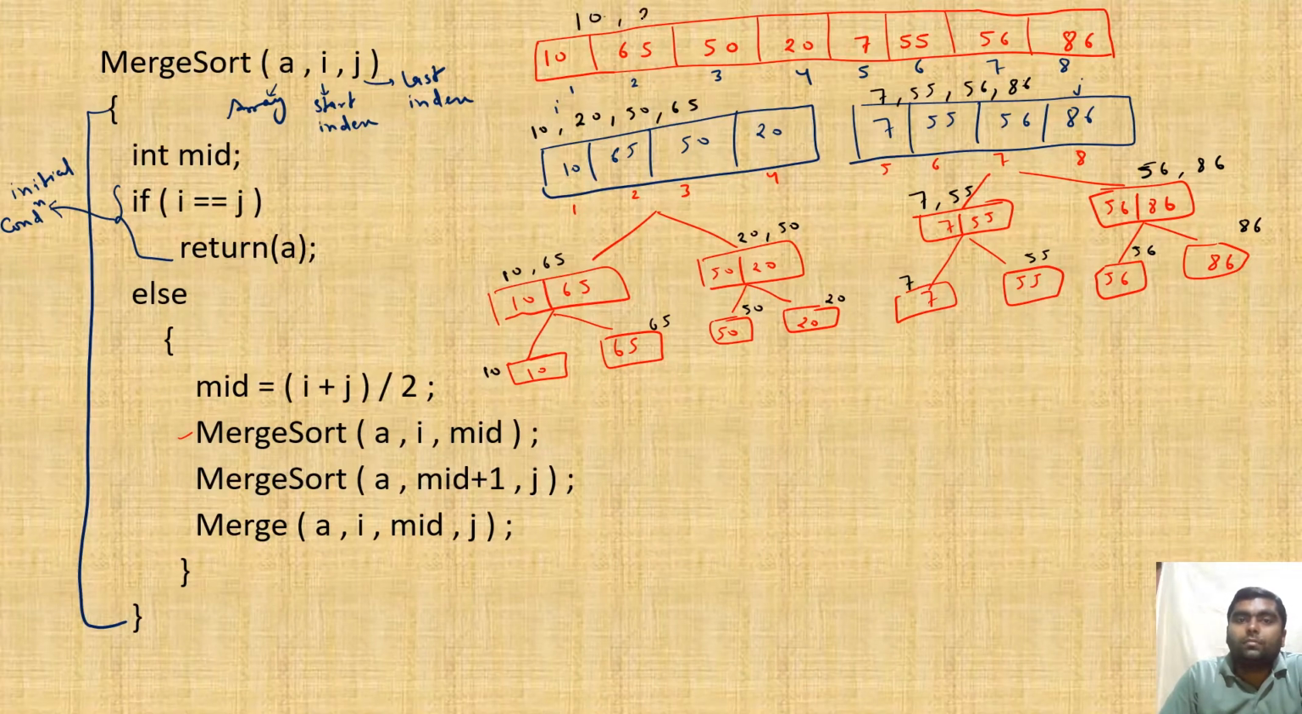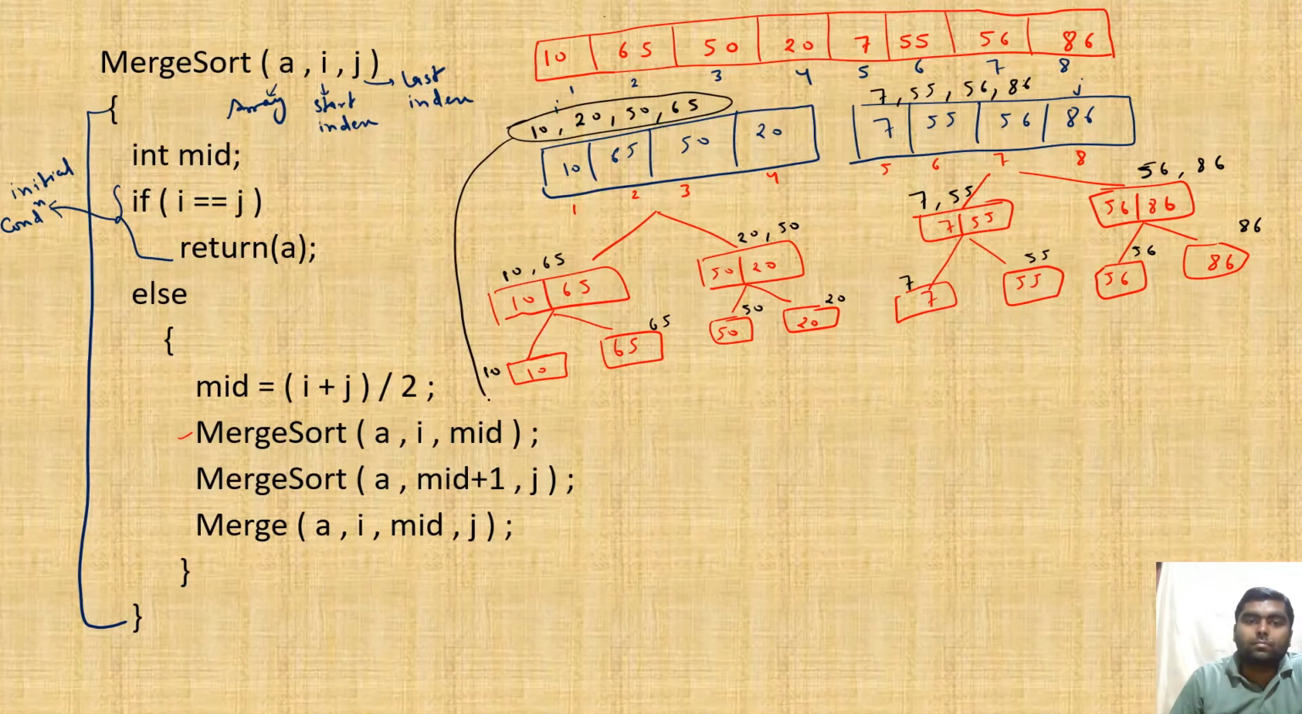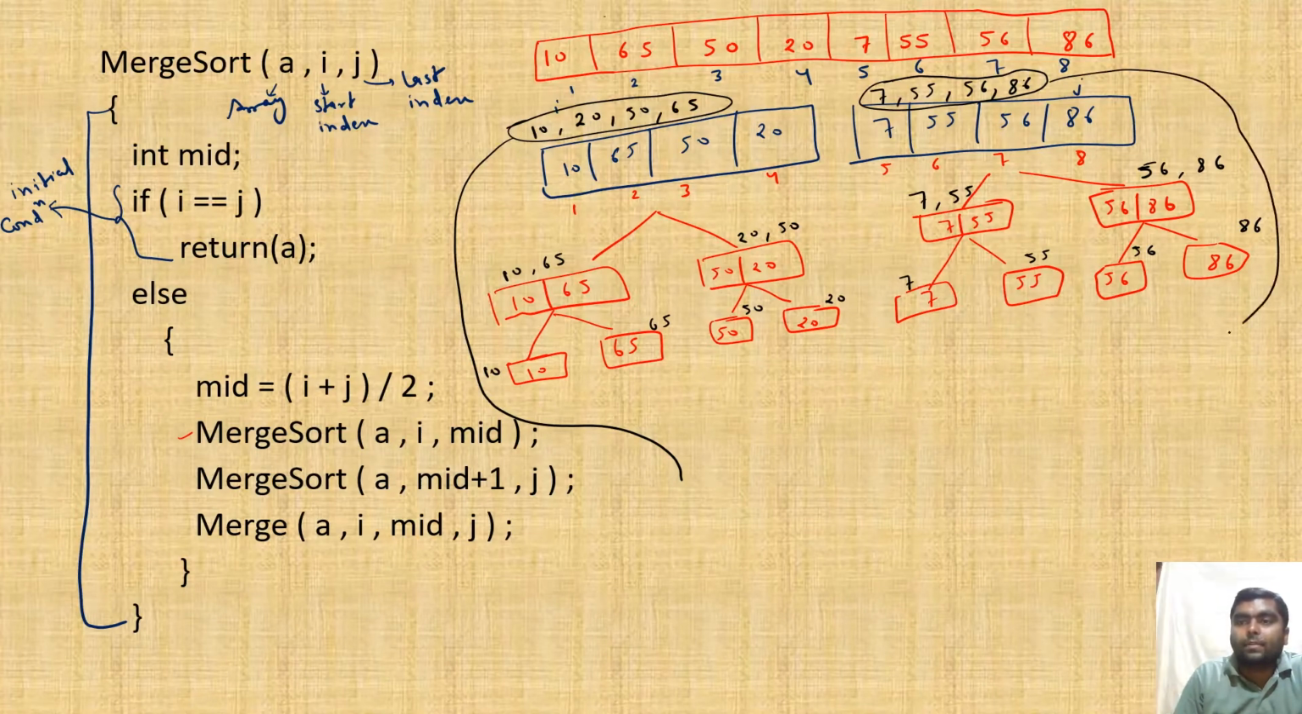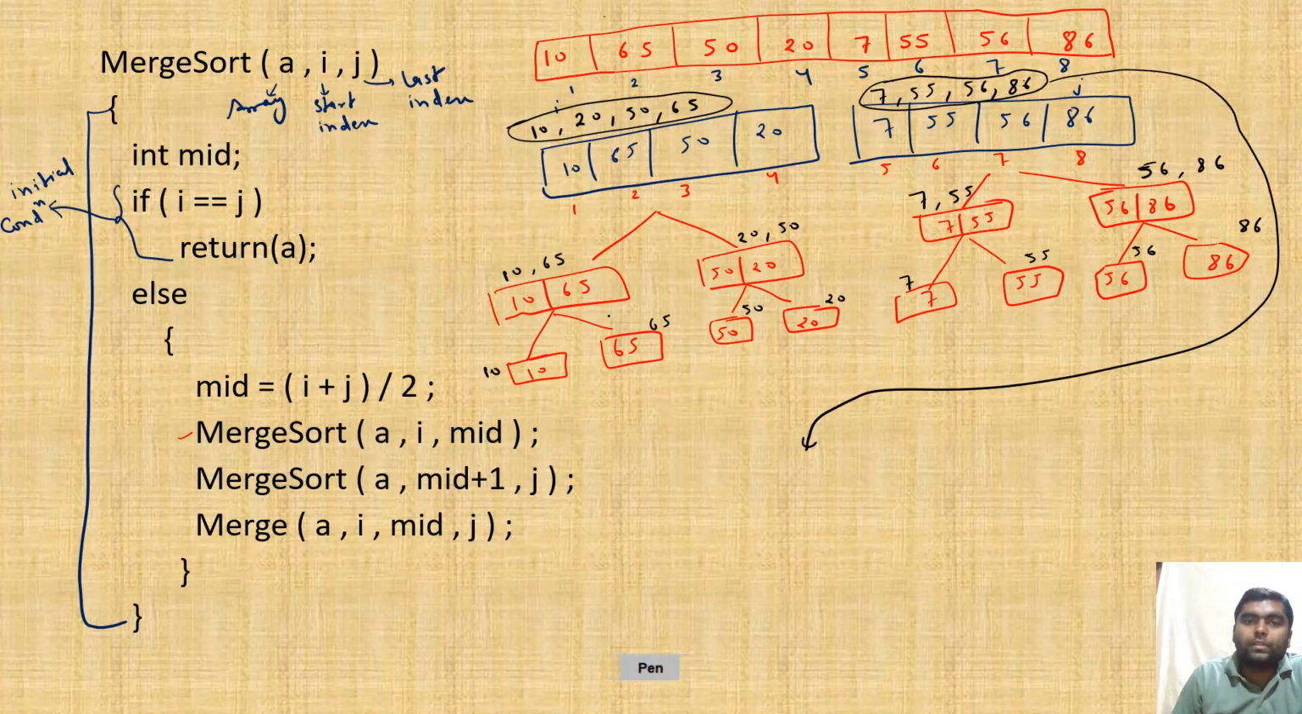So the final solution after this: applying the merge procedure on this, and also applying the merge procedure on this sorted list. Okay, so I am writing it down below. So finally you will get, like this.